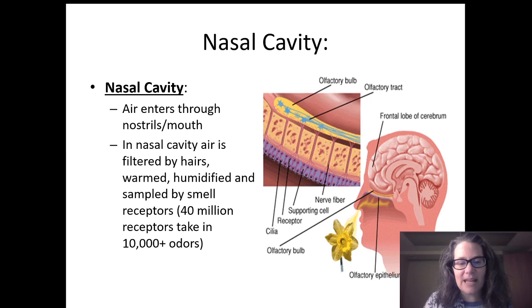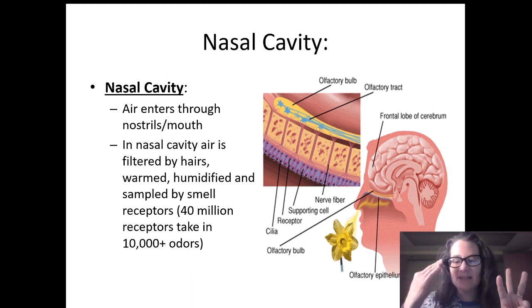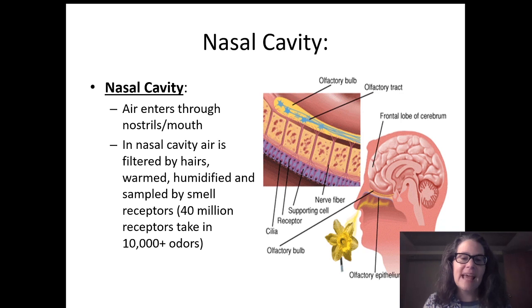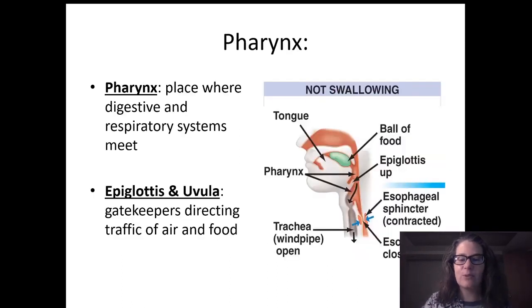So in all of these ways, filtering the air, humidifying and warming it to body temperature, and allowing us that additional sensory information, most of us prefer to breathe through our nose, and it's more comfortable for us to breathe through our nose. So with the nose, we're going to take in air, but we can do it through our mouth in those cases where we have sicknesses and whatnot.